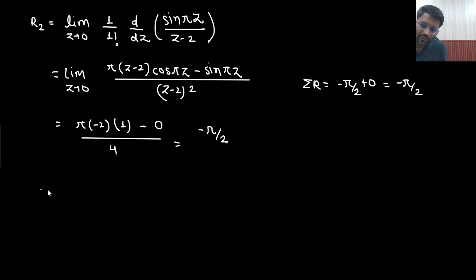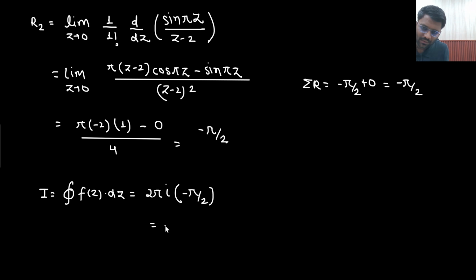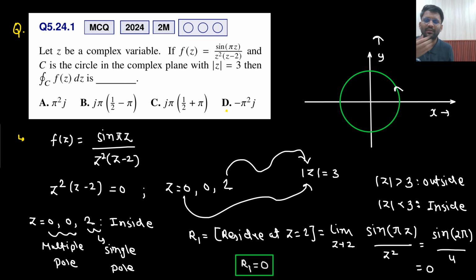So what will be your answer of integral I, f of z dz? That would be 2 pi iota into summation R, which is minus pi by 2. So what answer are you getting? 2 pi iota into minus pi by 2. So the answer would be minus pi square iota.